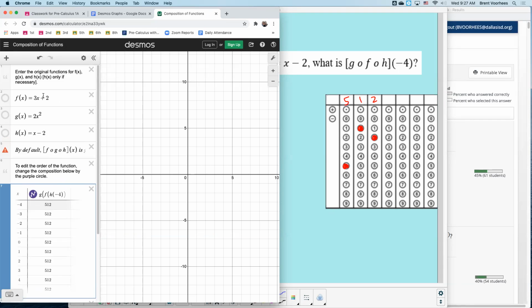Okay, so go up here. That means we entered one of these wrong. Read to me. What does your f say? 3x plus 2. What does your g say? 2x squared. Okay, is the squared only on the x, or is it in parentheses? It's only on the x. Perfect. And what does h say? 2. Oh, it needs to be x minus 2. Oh, okay. Thank you.